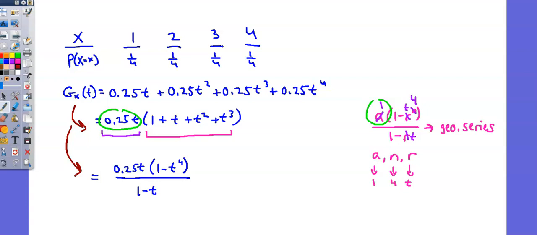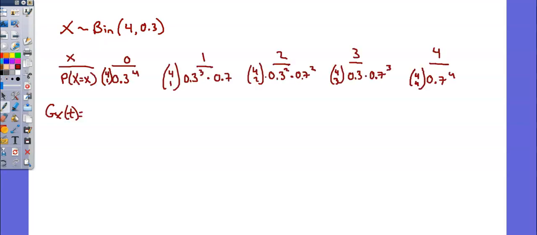Okay, welcome back. This is part B of the lesson on probability generating functions. Let's now look at a binomial distribution. X follows a binomial distribution with 4 trials and a probability of 0.3. I'll create my probability distribution. I've left the probabilities in unsimplified form.